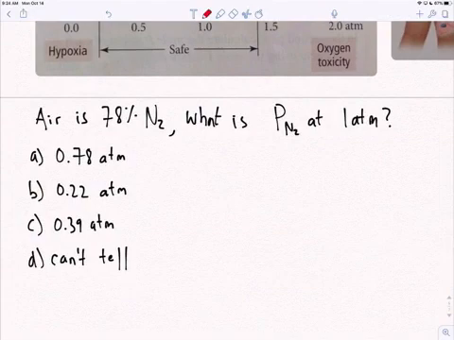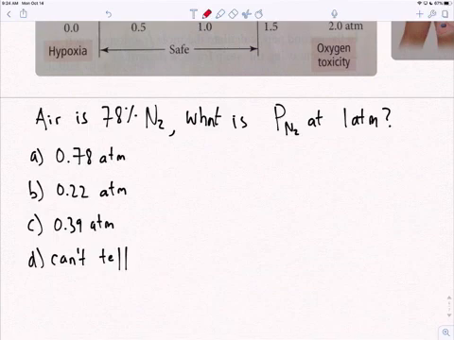All right, hopefully you can follow this one. Air is 78% nitrogen. What is the partial pressure of nitrogen at 1 atmosphere? How many people think it's A? It's 0.78. How many think B? How many think C? How many think you can't tell?